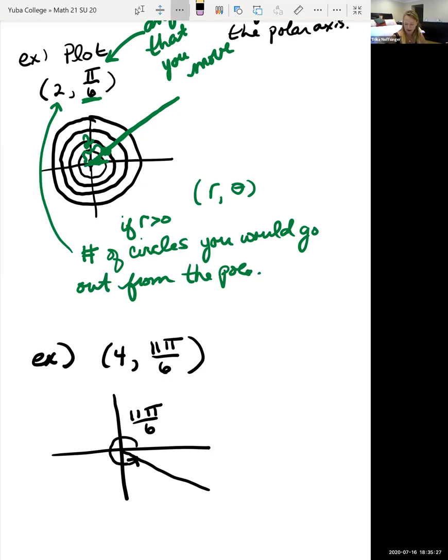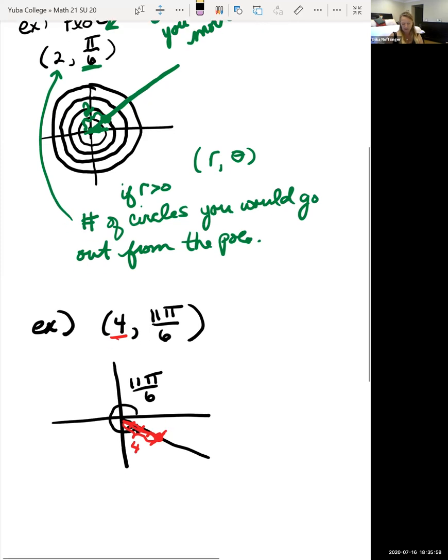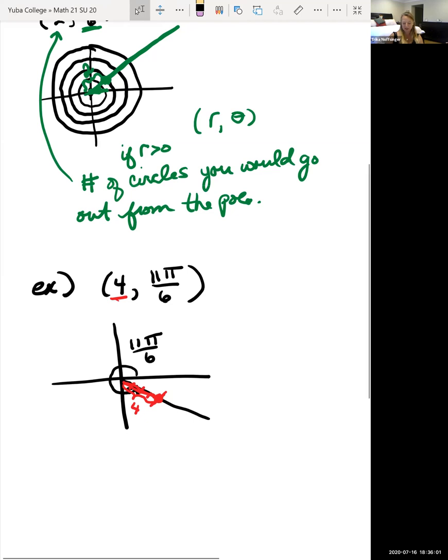And so this is 11pi/6. And then from there, this 4 tells us how many circles we would go out. Basically we could just write that like this: 1, 2, 3, 4. We had made circles like this. That's how far we're going, so our point would be here. This length in here is 4, and this angle gives us where to locate that point. So it's just a way to help us locate where the point is on this axis, just like x and y gave us directions on how to plot that point.